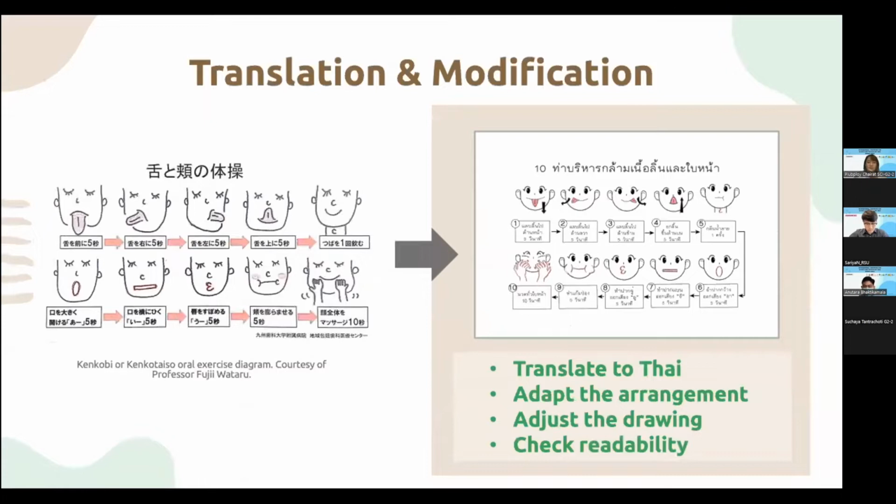We adapted the diagram from Kenko Taiso to better suit the health literacy of Thai people. First, we translated the diagram from Japanese to Thai language. Then we modified the font, placement of letters, arrows, and numbers to make it easier to read. We also modified the drawing to emphasize the face outline, making it cleaner and easier to distinguish the eyes, mouth, and tongue. We also checked the diagram's readability, and the result was suitable for at least elementary school level and appropriate for the elderly in Thailand.